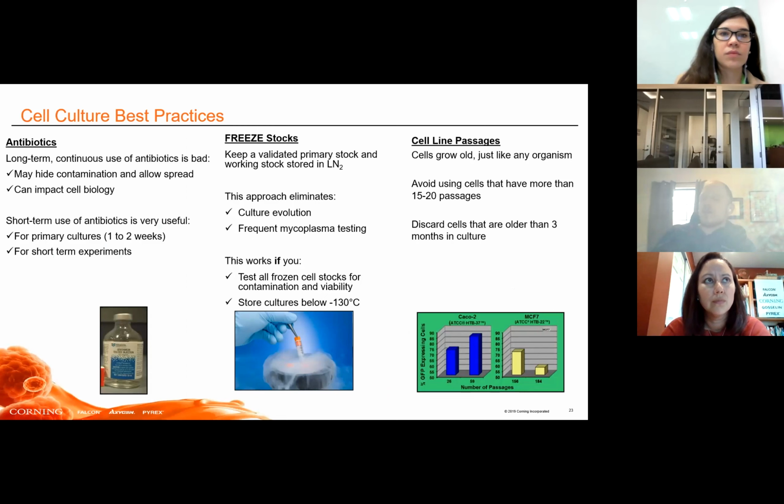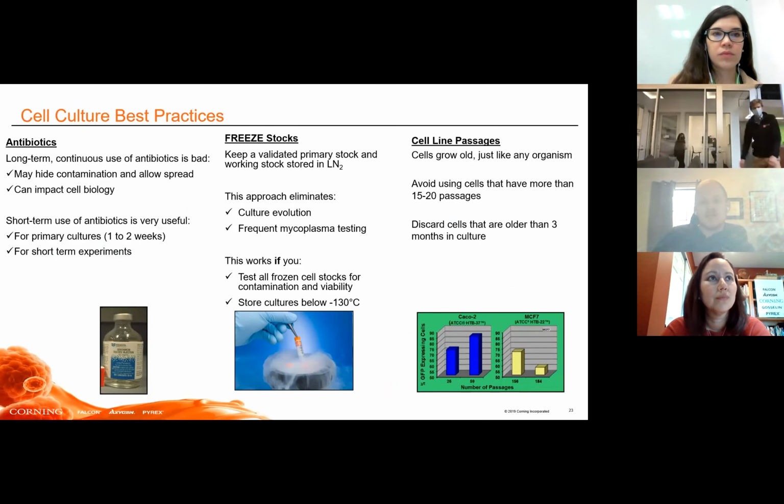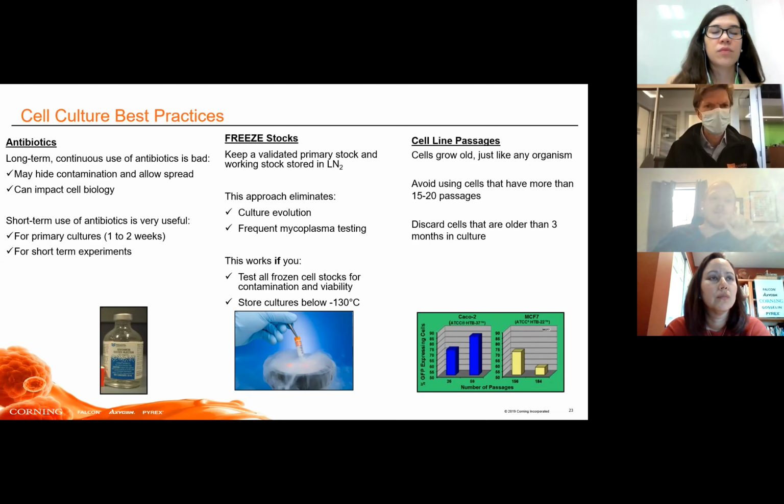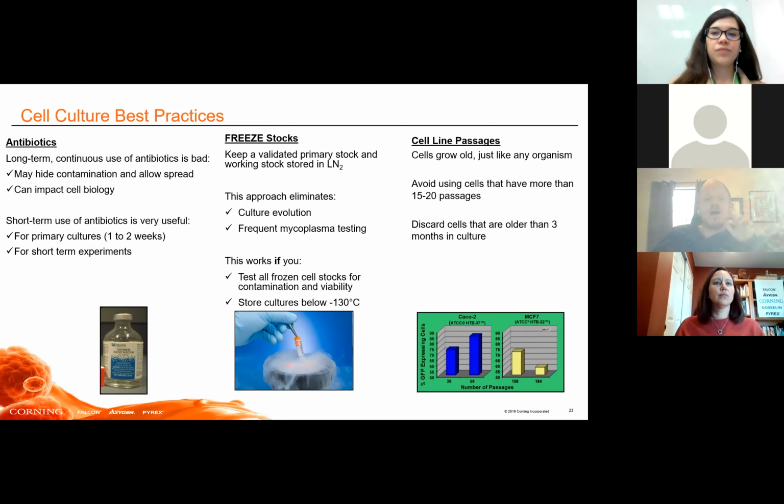Okay, so the last few slides here before talking about considerations around contamination are just overall cell culture best practices. And for these details and understanding of the best practices, there's not a great way to present it without just going through them in a bullet point fashion. And so let's first talk about antibiotics. Antibiotics are commonly used in cell culture to help reduce the potential for contamination.